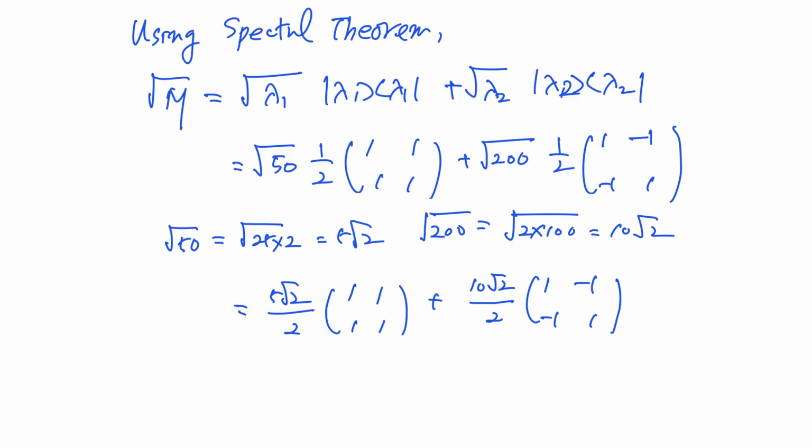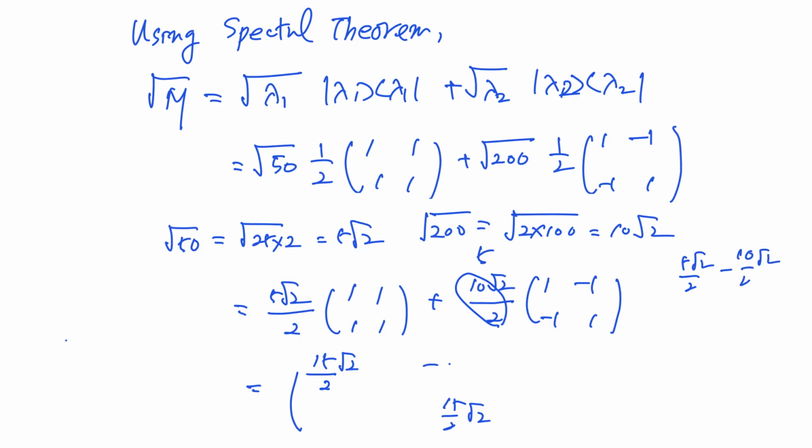So we have 2 over 15 square root of 2, 2 over 15 square root of 2, and minus 2 over 5 square root of 2, minus 2 over 5 square root of 2. And let's check if this actually works.